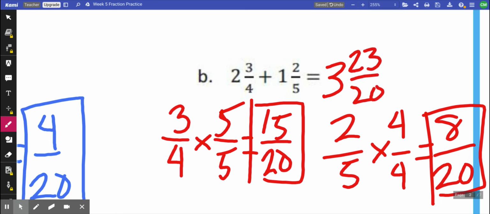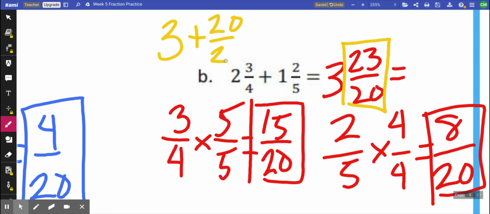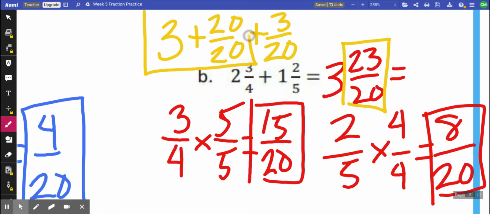Now, this might look a little funny to you because you realize that this is an improper fraction inside the mixed number, so we need to fix that. There's actually a whole number that is hiding inside of here, and I know that a whole number is how many 20ths? A whole number is 20 20ths, so it's actually 3 plus 20 20ths plus 3 more 20ths. I know that 3 and 20 20ths is equal to 4, and my remaining fraction is 3/20.